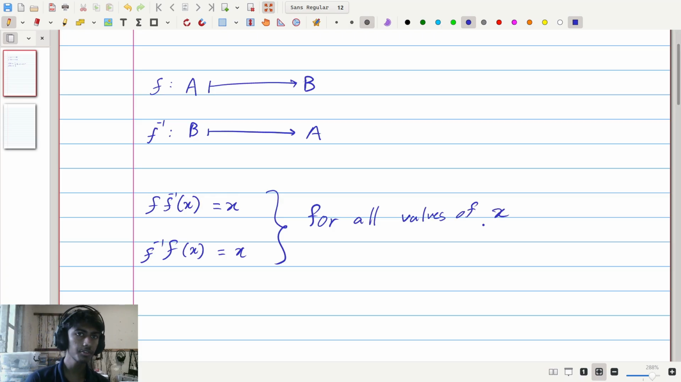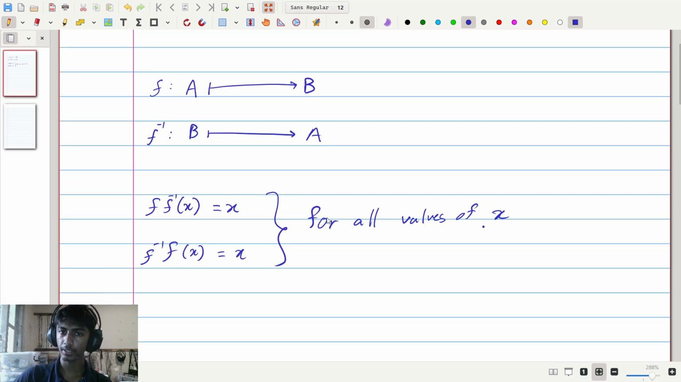It should work not only for a few values, but for every single possible value of x. This is the only real criterion: the inverse function should undo whatever the function is doing. These two functions should be a pair which undo each other, which is basically what these two statements say. f of x undoes f inverse of x, and f inverse of x undoes f of x.